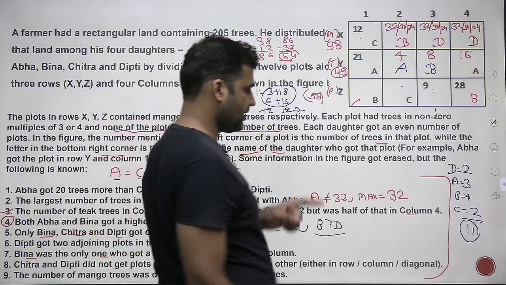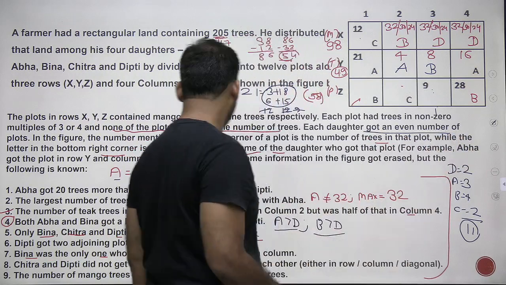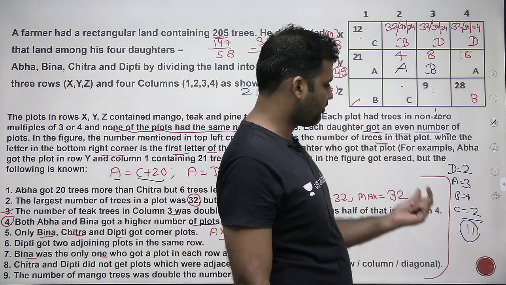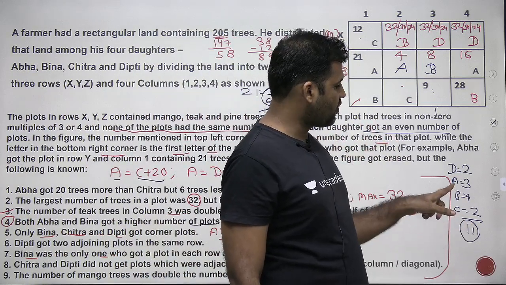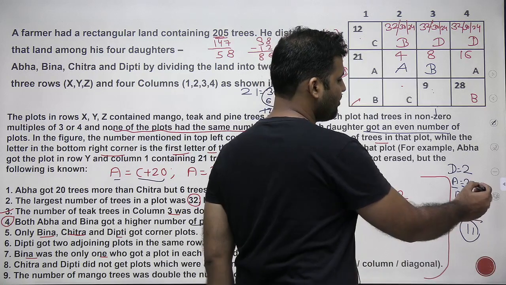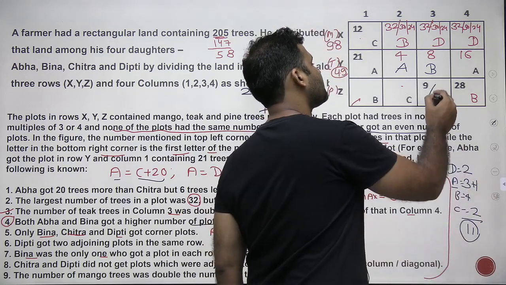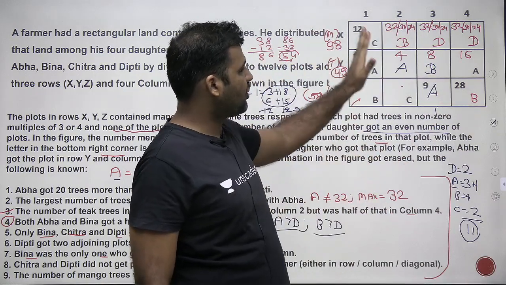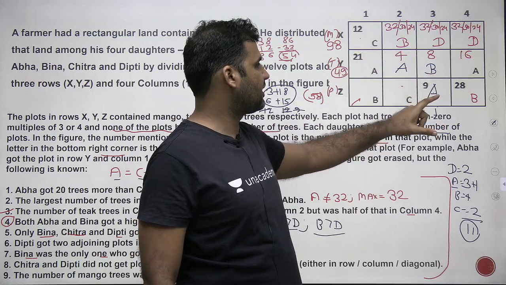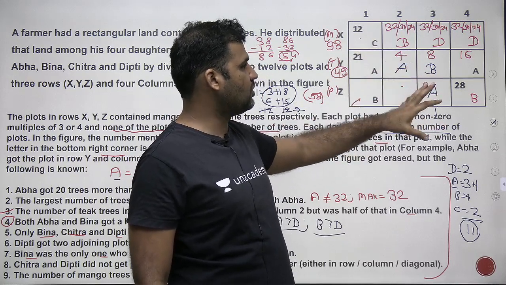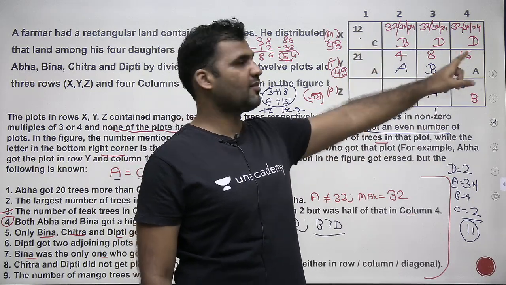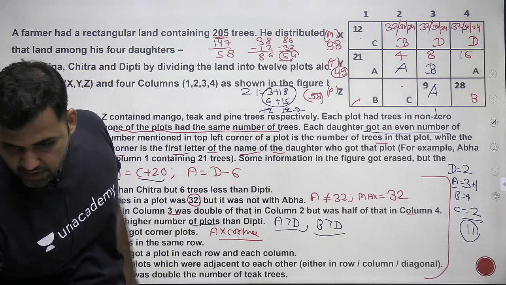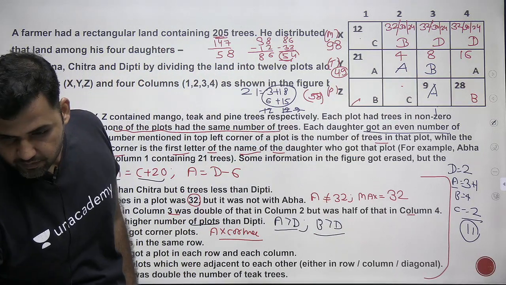Each daughter got an even number of plots. Now that's a point we missed, right? Each daughter got an even number of plots. So if I want to make Abha's number of plots even, one more plot needs to be assigned to Abha, and that must be this plot, right? So now we have every piece of information about which plot is given to which person. This must be given to A. Abha needs to have 4 plots. At this point of time, Abha has only 3 plots, so we need to make it 4. Therefore, this plot will be given to Abha, right?